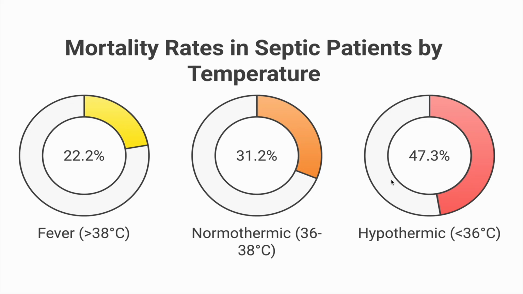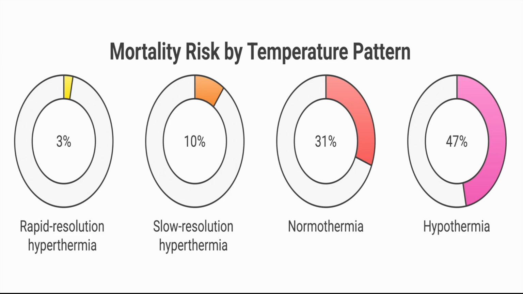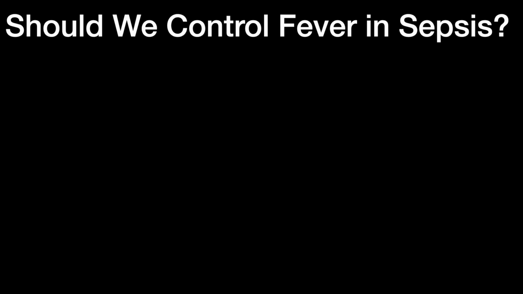Patients who are hypothermic have a significantly increased mortality. Now, if you look at the trajectory, as we have already seen, normothermia and hypothermia have a clear relationship, hypothermia having worse mortality. But if you look at temperature resolution, a rapid resolution of the hypothermia is associated with a much better mortality risk compared to slow resolution. But definitely, if the patient is hypothermic, the mortality is skyrocketing.